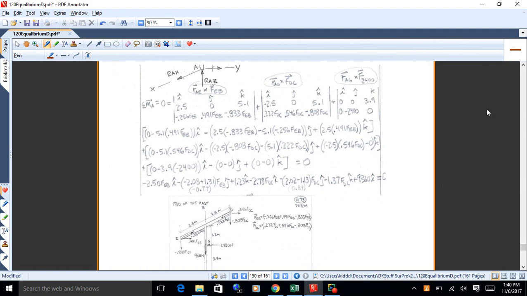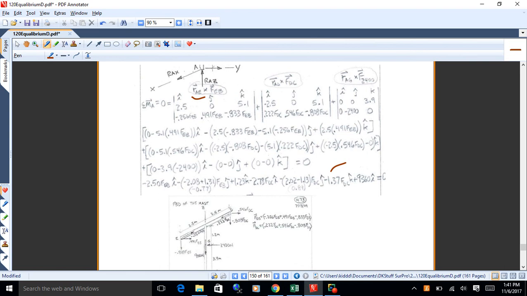So what do we got there? We've got I, J, K, with 2.5 in the X, 0 in the Y, and 5.1 in the Z, and then we've got FEB. So what we're doing there is taking the vector from A to E and crossing it with FEB. FEB is unknown. We don't know the magnitude, but we know the three component coefficients, you might say.